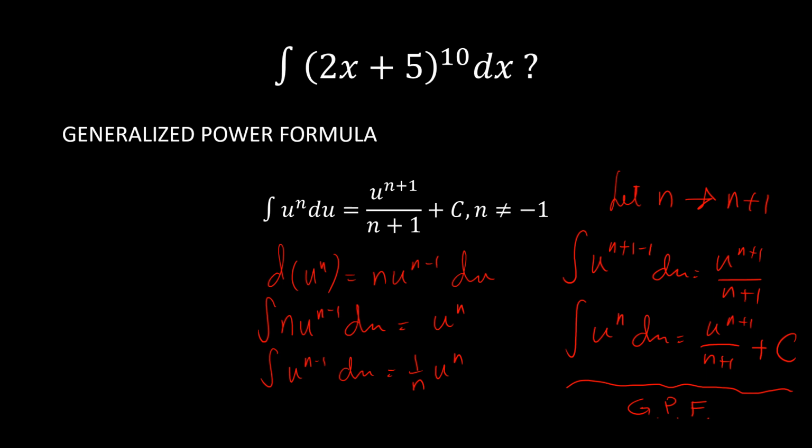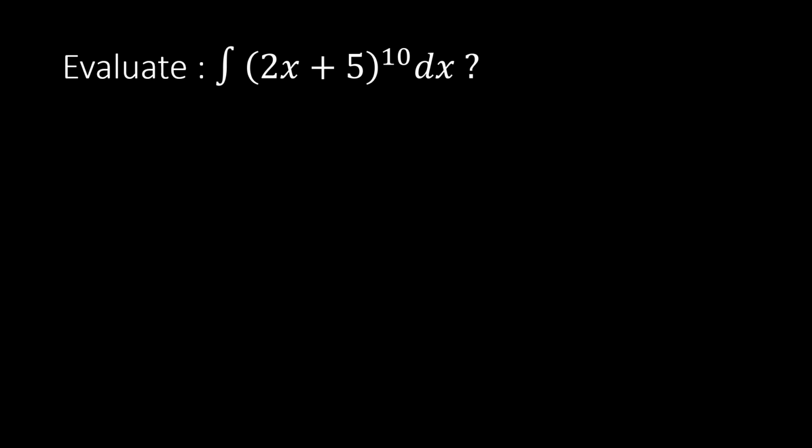Again, before we can apply the generalized power formula, we see to it that we have the correct du accompanying u to the n. Now that we have the generalized power formula, let us apply it in evaluating the integral of (2x plus 5) raised to the power of 10. Clearly, from our integrand, our u is 2x plus 5. Our n is equal to 10.